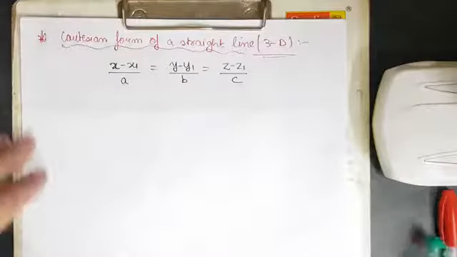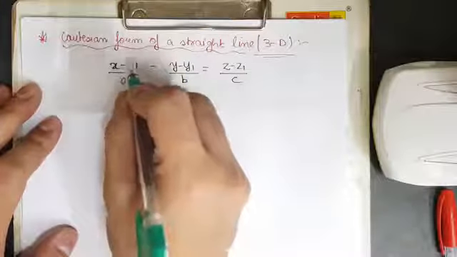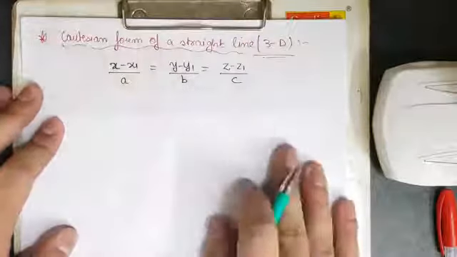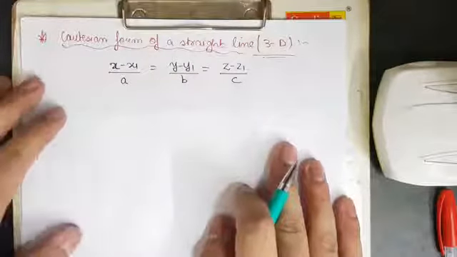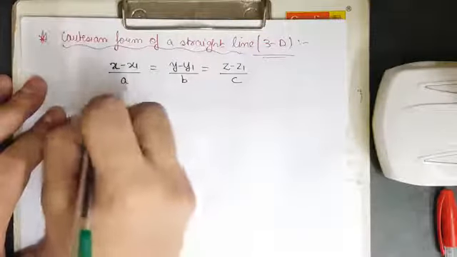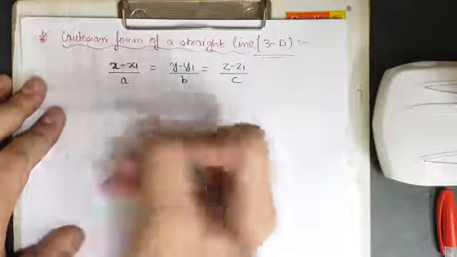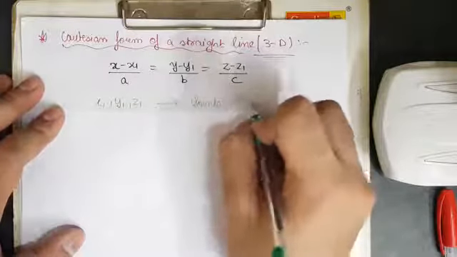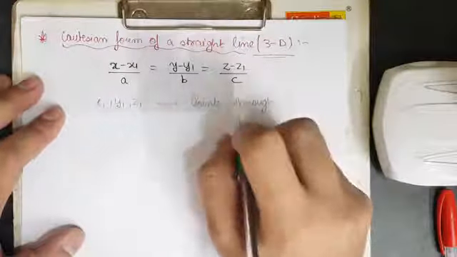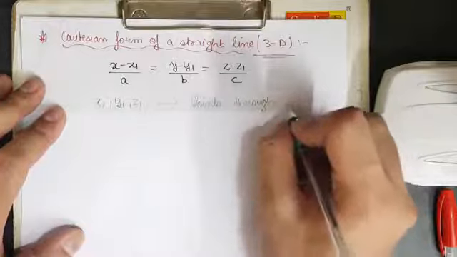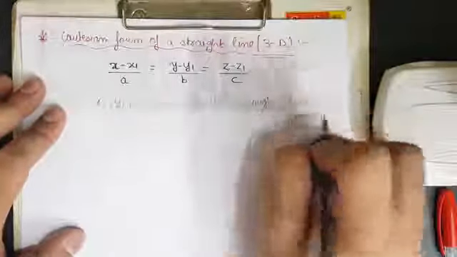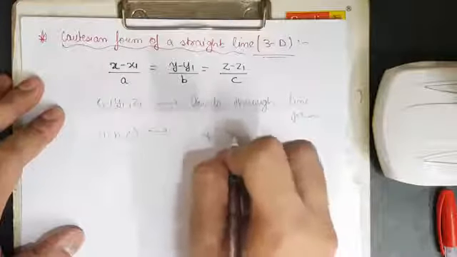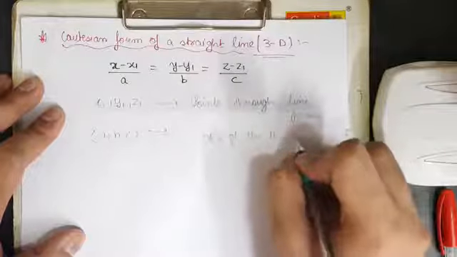So if we have a Cartesian form, it is represented as x minus x1 upon a is equal to y minus y1 upon b is equal to z minus z1 upon c. Now let us see what the meaning of the terms is and how it is derived for a particular case. So see, x1, y1 and z1 are the points through which the line passes. Okay, so if we have any straight line in 3D, then x1, y1 and z1 are the points through which the line passes, whereas a, b and c are defined as the DRs of the parallel vector.